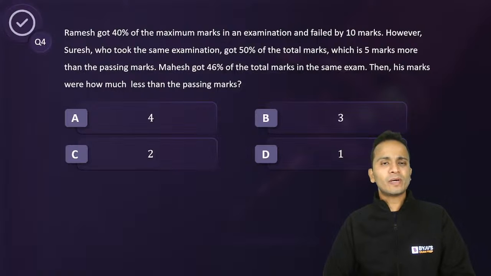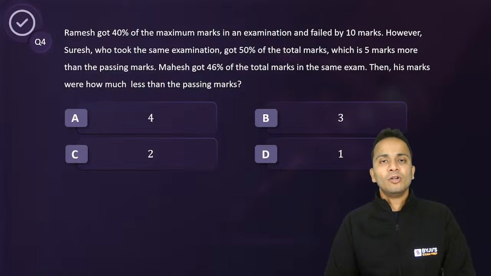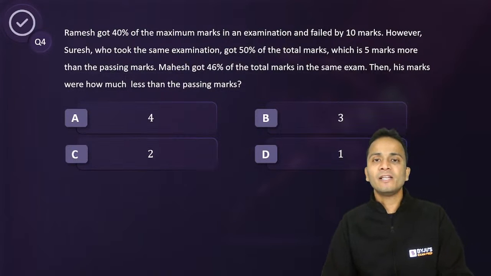Slightly lengthy as far as language is concerned, but this is a standard question of percentages. A lot of you have solved this type of question a lot of times. बहुत easy question है. Quickly give me an answer in less than a minute.